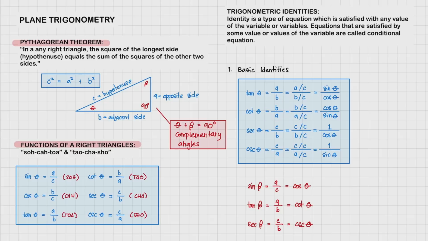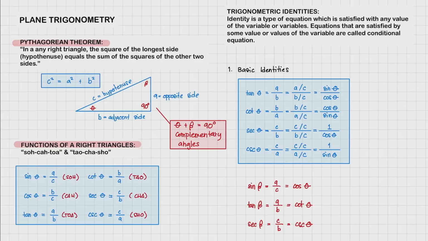If we divide the numerator and the denominator by C, we'd get cosine theta over sine theta. And then secant theta, which is C over B, if we divide both the numerator and the denominator as we did before by the hypotenuse C, you'd get 1 over cosine theta. And the same with cosecant theta, what you'd get is 1 over sine theta. So, your basic identities are actually based on your trigonometric functions of a right triangle.